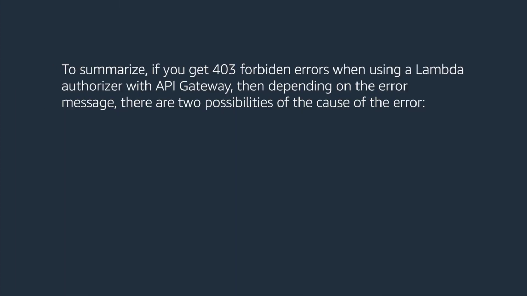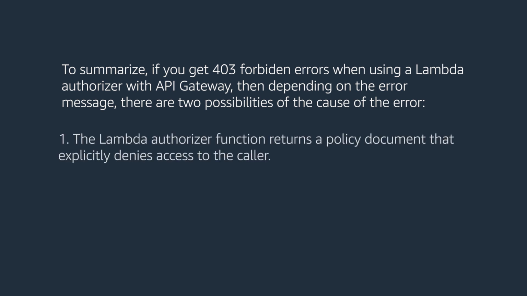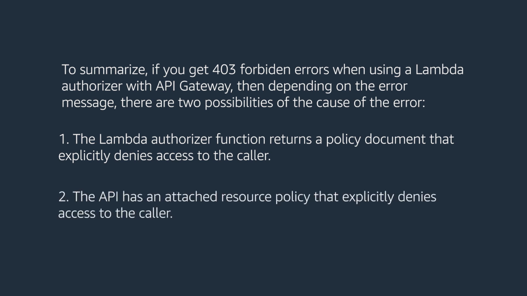To summarize, if you get 403 forbidden errors when using a Lambda authorizer with API Gateway, then depending on the error message, there are two possibilities for the cause of the error. The Lambda authorizer function returns an IAM policy document that explicitly denies access, or the API resource policy explicitly denies access to the caller.